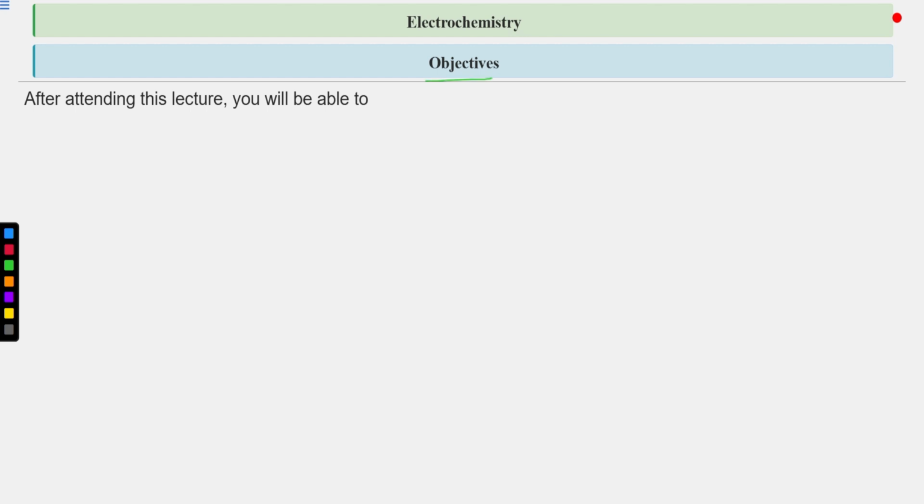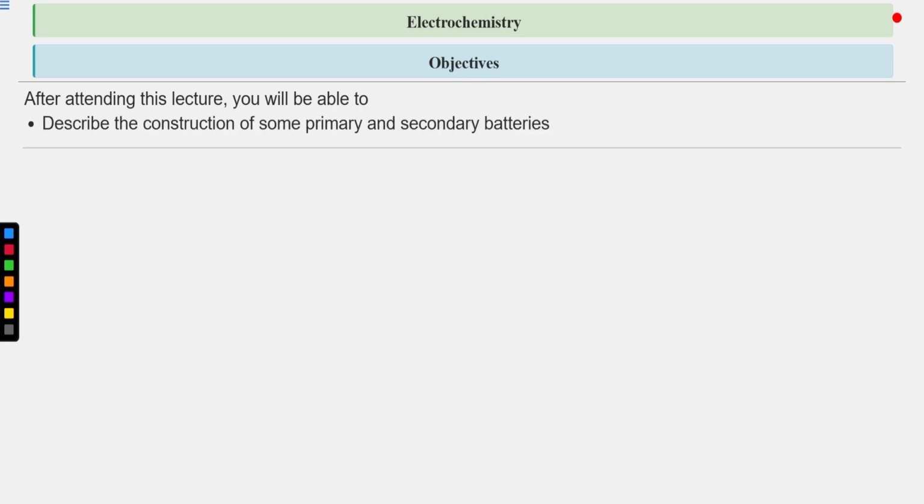So, today's objective: after attending this lecture, you will be able to describe the construction of some primary and secondary batteries. So, today our topic is around batteries. We will study the batteries in detail.